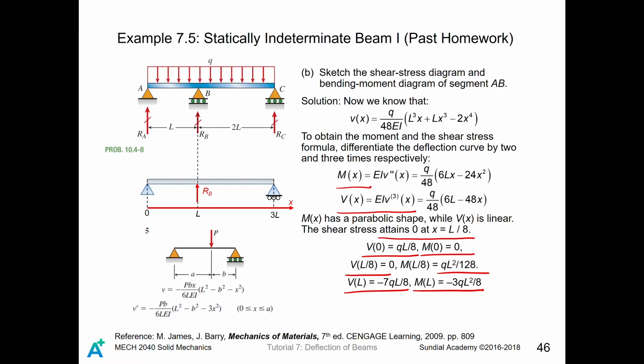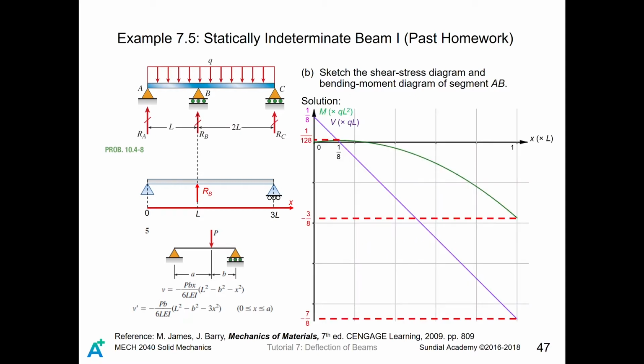As you can see, the moment inside the section AB is just a parabolic shape, and the shear force, which is the derivative of the moment, is of a linear shape. In the following page you will see how we sketched the shear force diagram and the bending moment diagram. Basically the green curve is the parabola, which represents the moment inside the section AB, and on the x-axis here means L.